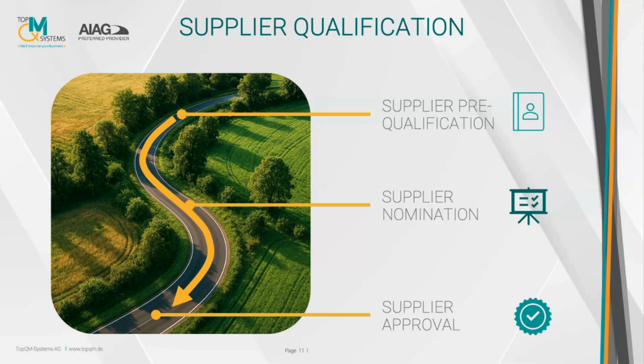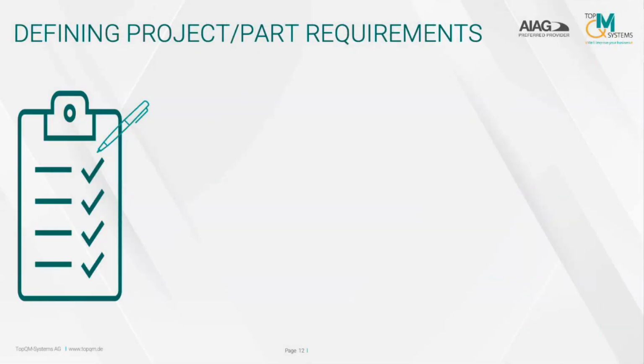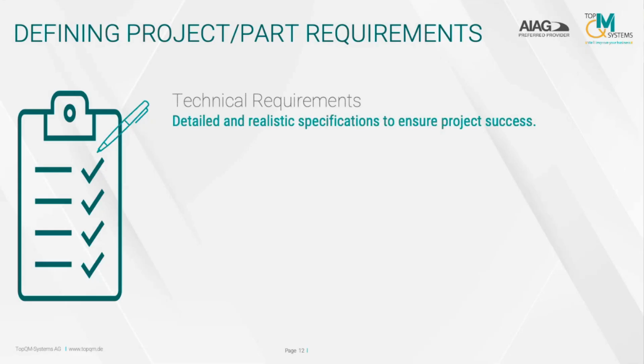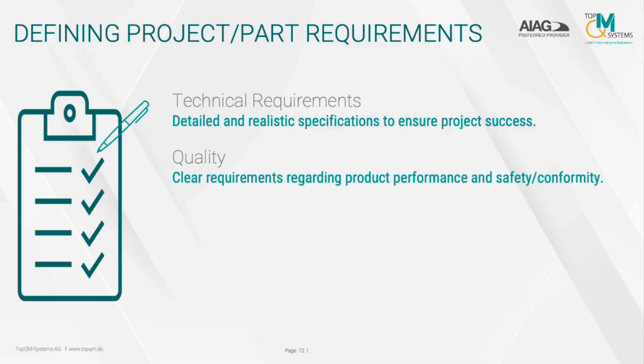So to start off supplier qualification, in the first instance, we need to be looking at, for example, what are the requirements for a specific project or for a specific part or product that we expect to sell, or at least expect to buy from our supplier, sorry. We might be looking at technical requirements. Technical requirements, these should be detailed and realistic specification so that we can ensure any project success. We might be looking at quality issues where we specify clear requirements regarding the product performance and safety and conformity issues for a product.